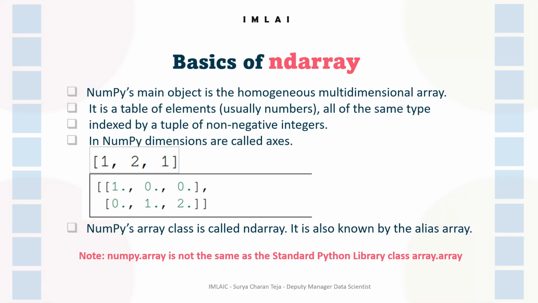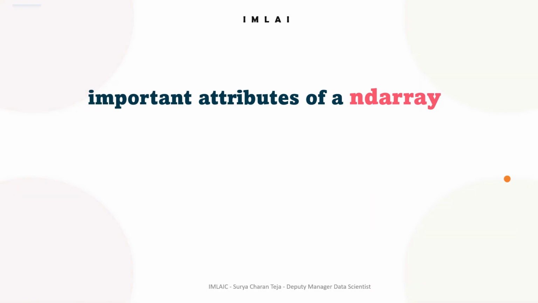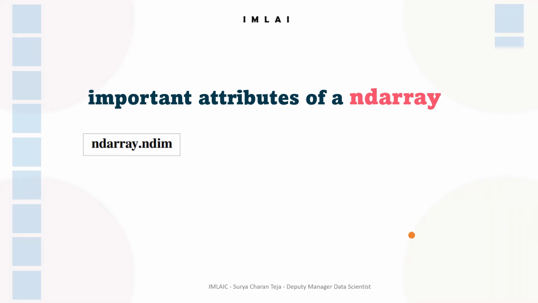Now let's look into some of the important attributes of ndarray or multi-dimensional array. Out of them, the first one is ndarray.ndim. So the attribute is ndim. What will it do? It gives the number of axes of the array.